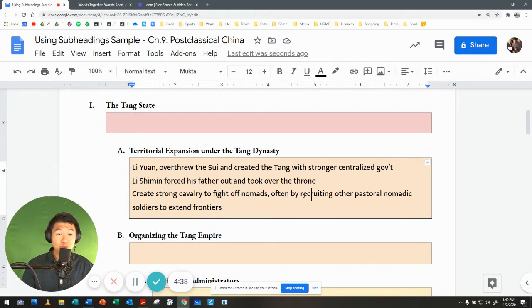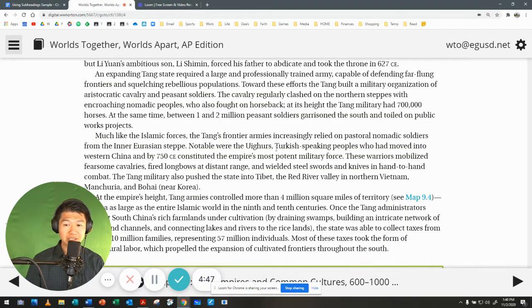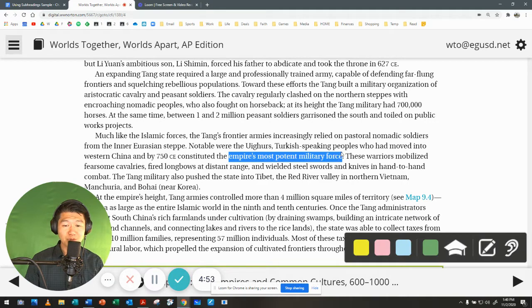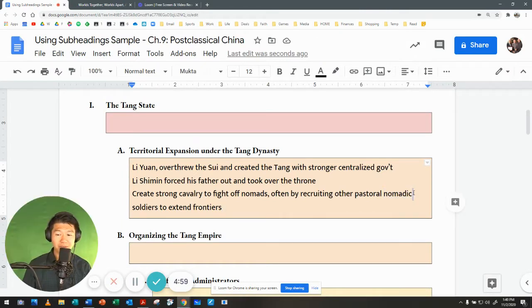Oftentimes those who are recruited happen to be other pastoral nomadic groups, right? Some of those nomadic groups are, for example, the Uyghurs, these Turkish-speaking peoples who had moved into Western China and became the empire's most potent military force. So the Uyghurs will become a key, critical part here. For pastoral nomads, you could add in groups like the Uyghurs, to extend out into the frontiers.